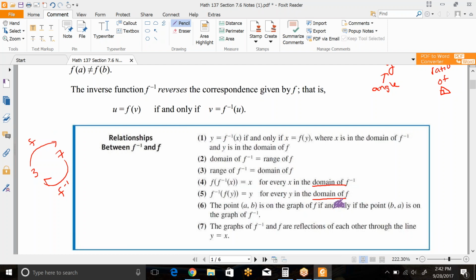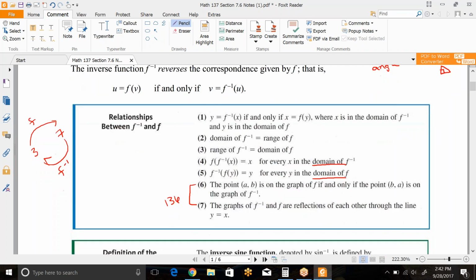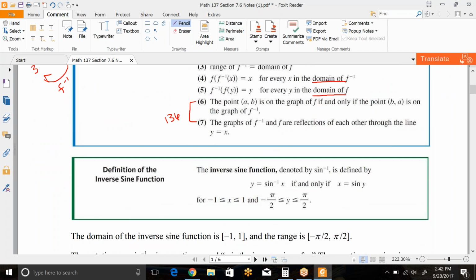And then the point (a, b) is on the graph of f if and only if (b, a) is on the graph of the inverse. We won't be doing a lot with that. And f inverse and f are reflections of each other through the line y equals x. Now these last two facts are much more useful if you're talking about inverses in 136. So we're not going to do a lot with that specifically.